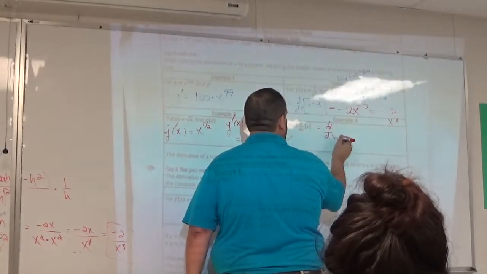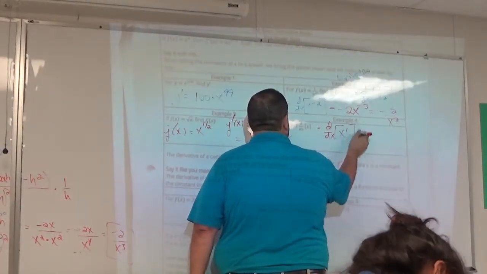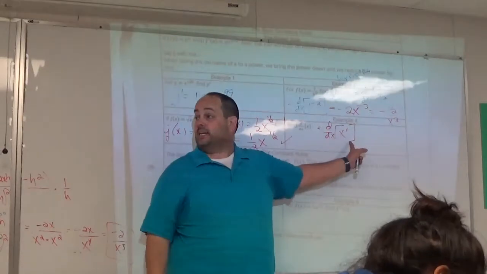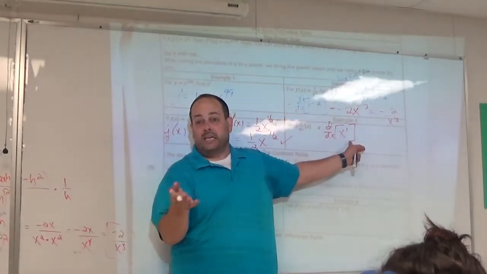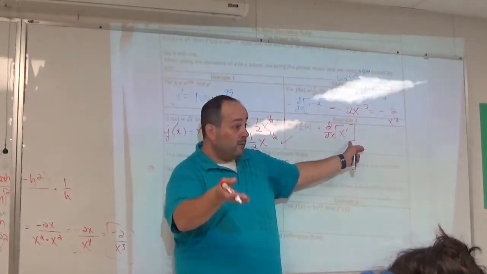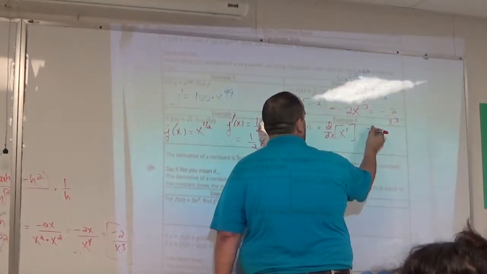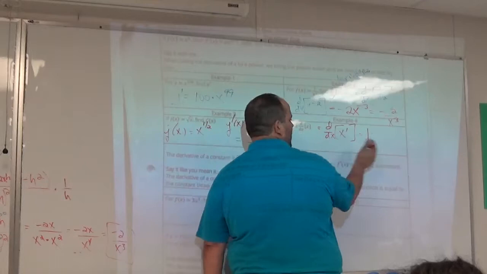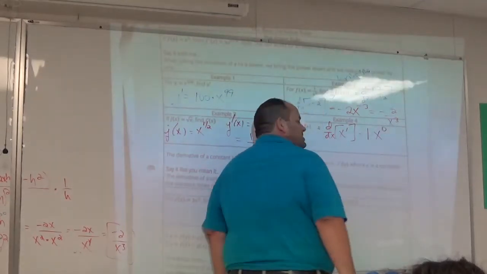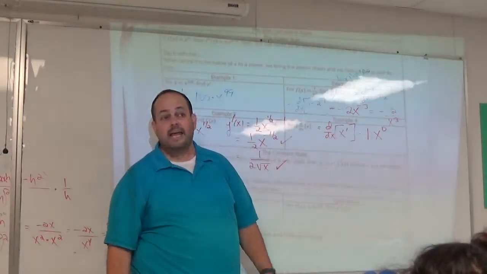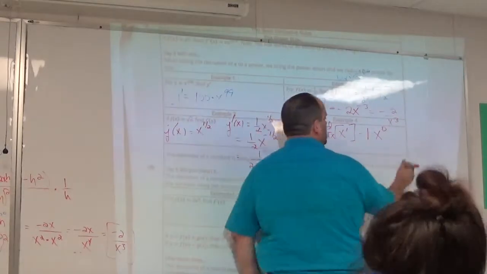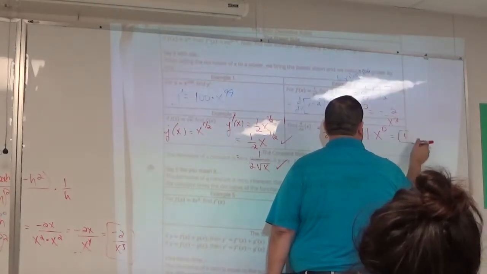I'm still writing this d dx. X is the same as x to the 1, right? Mathematicians, we're lazy. We don't like to write that 1. Power rule. What does the power rule say? It says bring that power down and reduce the power by 1. So 1 times x to the power of 0. And x to the 0? It actually is 1.